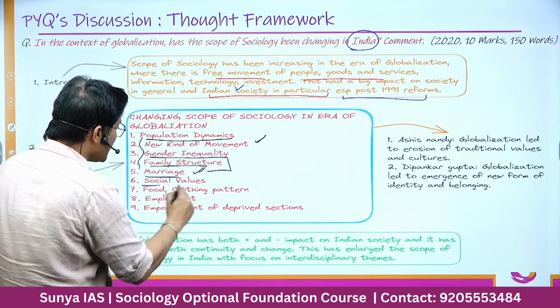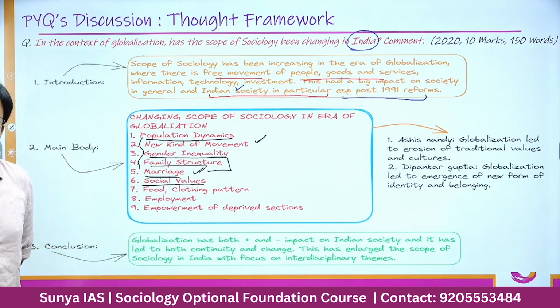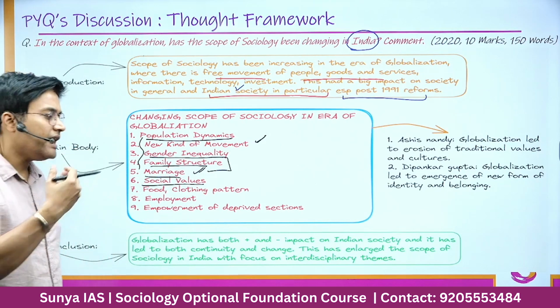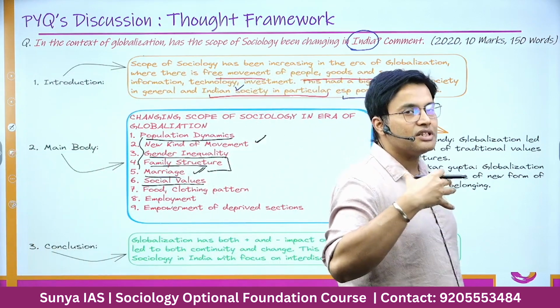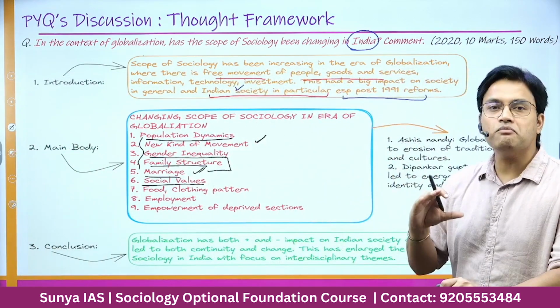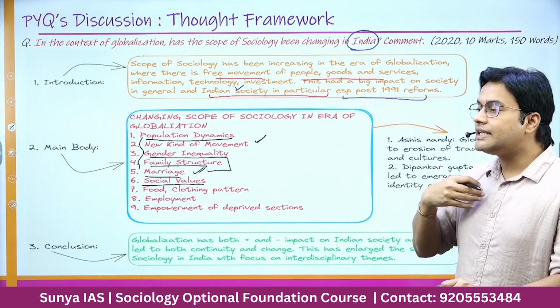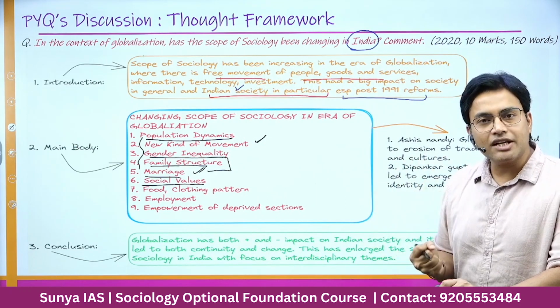Then social values. Earlier, the emotional bond between the kinship people was very strong. Everybody was very emotionally connected with their neighbors, with the wider kinship group. But now the relationship has become more and more mechanistic. So accordingly, it is changing our thought pattern. It is accordingly changing our behavior.